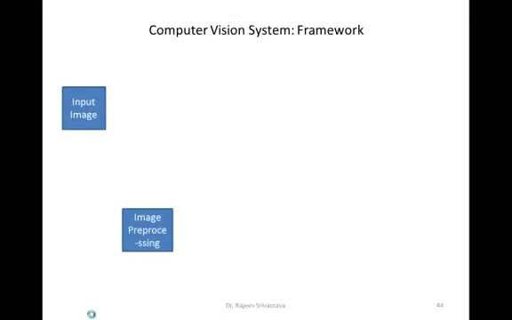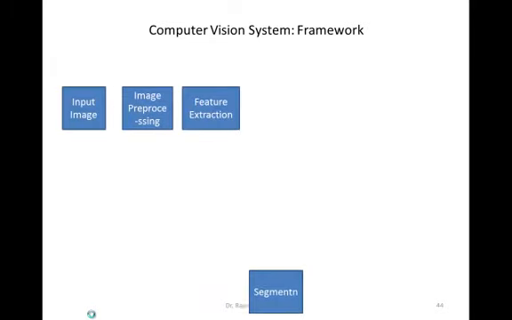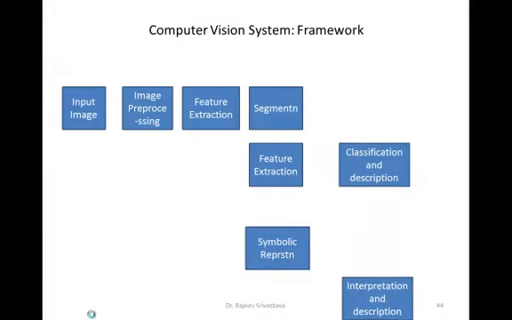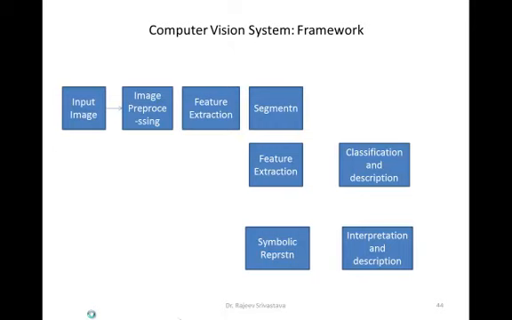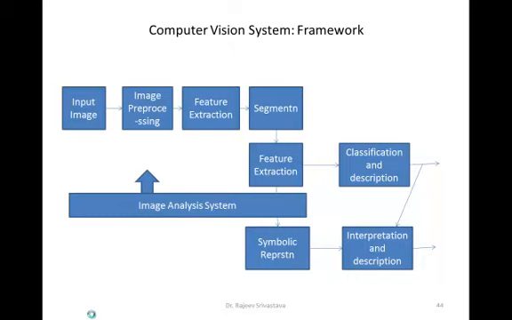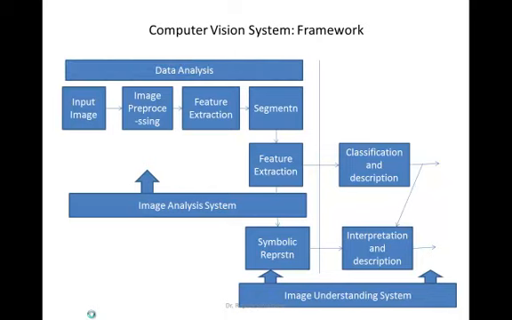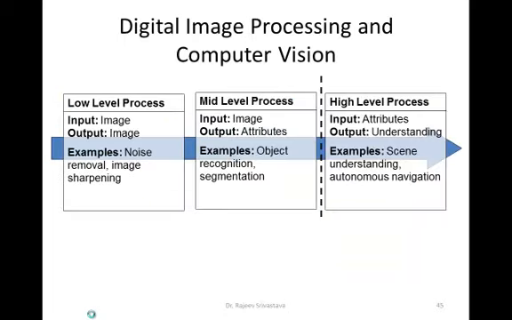Computer vision framework: input, image processing, feature extraction, segmentation, symbolic representation, classification and description, interpretation and description. The left side constitutes the image analysis system, and the lower block is the image understanding system. And this is your conclusion, data analysis and conclusion from digital image processing and computer vision.